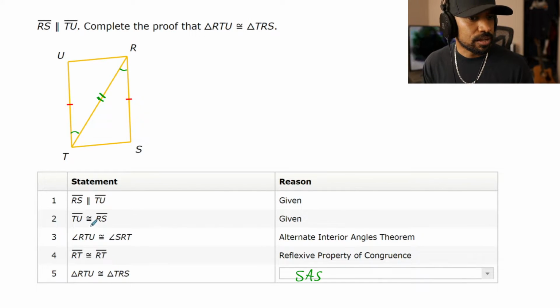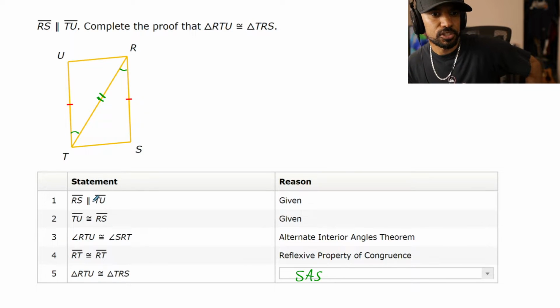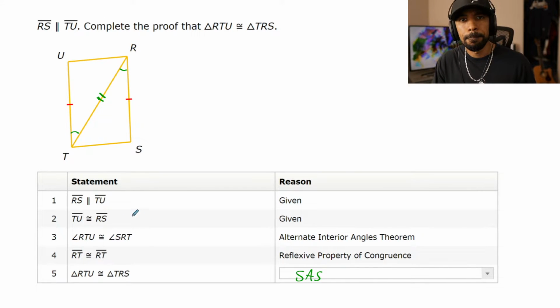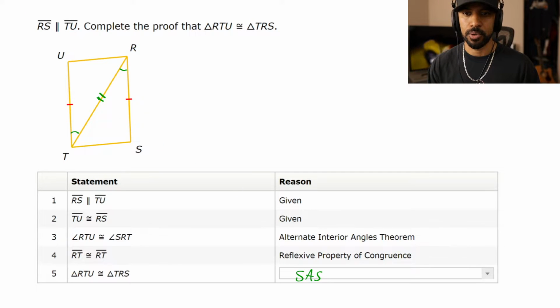If you can already tell that you know you're going to see side, side, side, or side, angle, side, you can use it and move on. I understand that, but again, eventually you'll be building it, so it's good to look at these, mark them up, and know what you're doing.